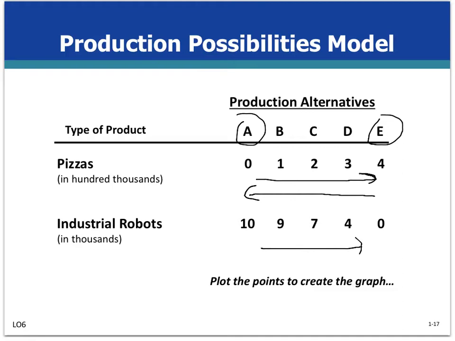If you make a generalization, at any point in time, a fully employed economy must sacrifice some of one good to obtain more of another good.